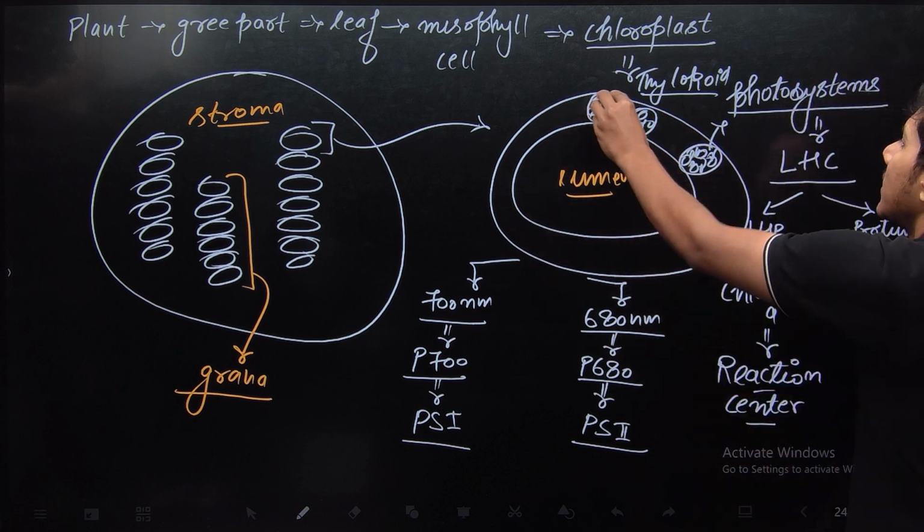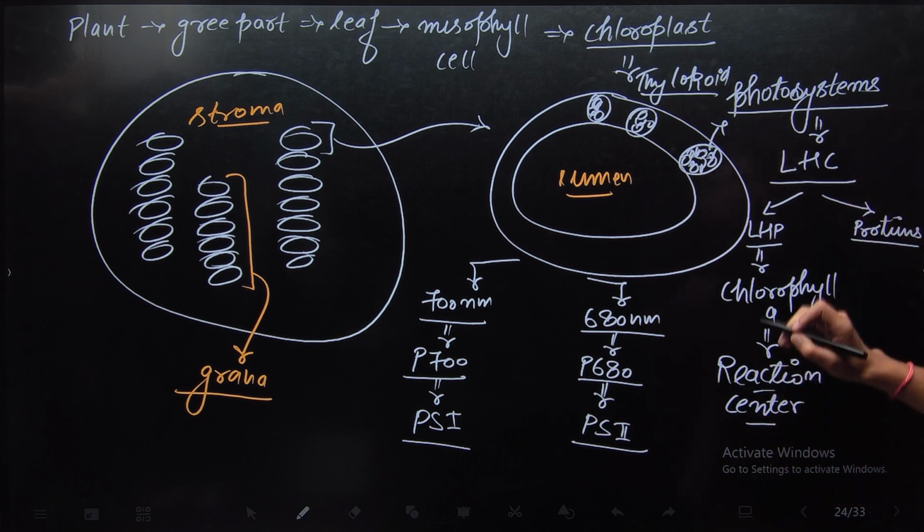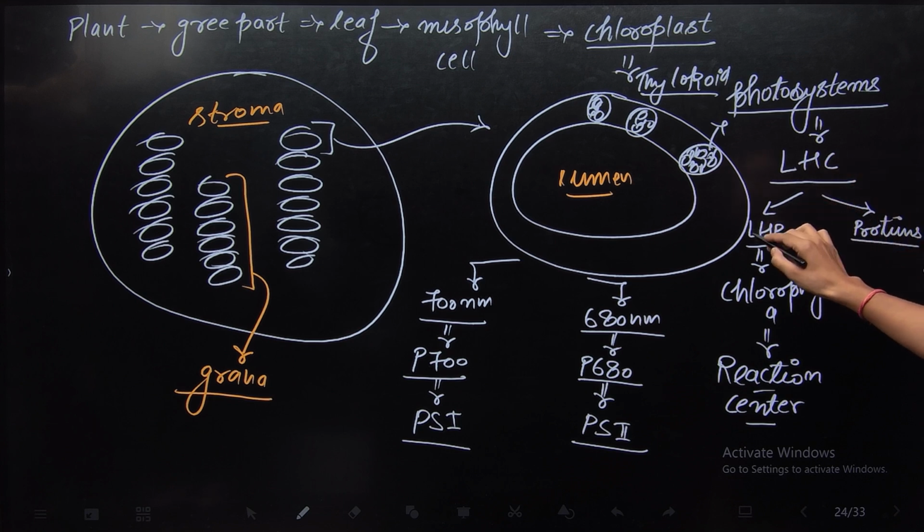This membrane has different proteinaceous structures known as photosystems. These photosystems are composed of light harvesting complexes. These light harvesting complexes are of two parts, light harvesting pigments and light harvesting proteins.